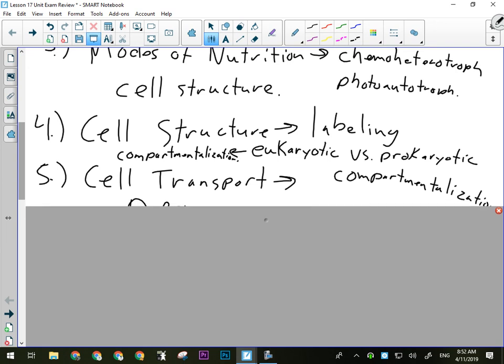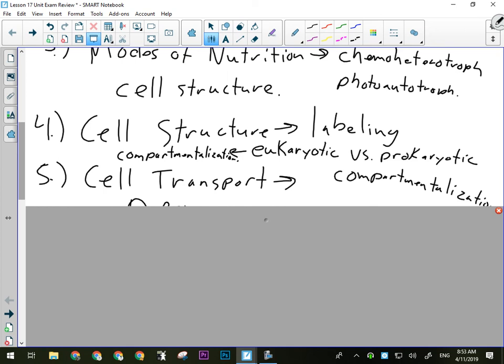Okay, so cell transport. We talked about a number of different ways that cells transport material. The most important of those ways are the big 3: diffusion, osmosis, and active transport. There will be at least one written response question about each of them. Cell transport is probably the most important topic in this unit, and it is definitely the most heavily weighted of all of the topics.